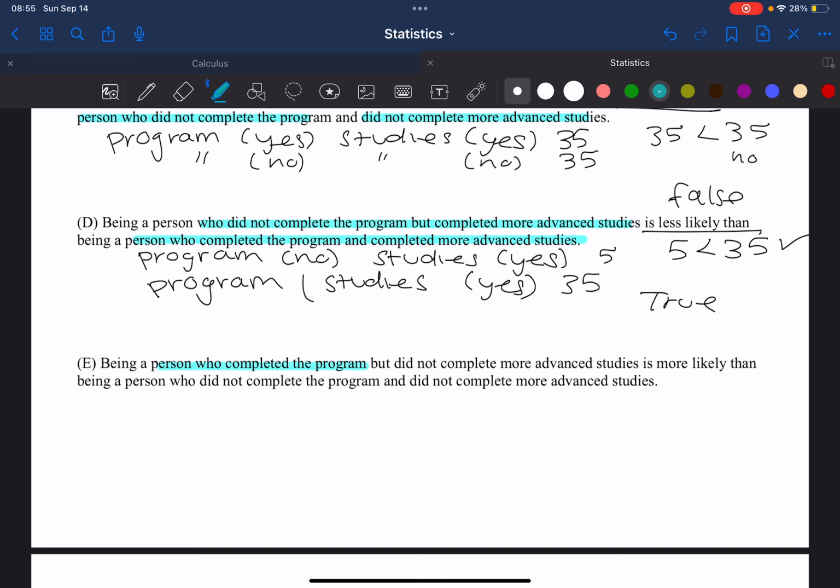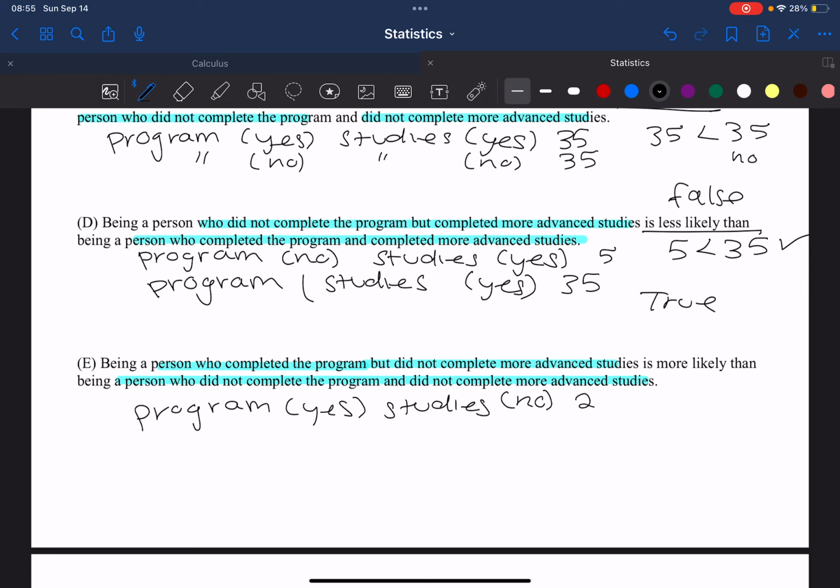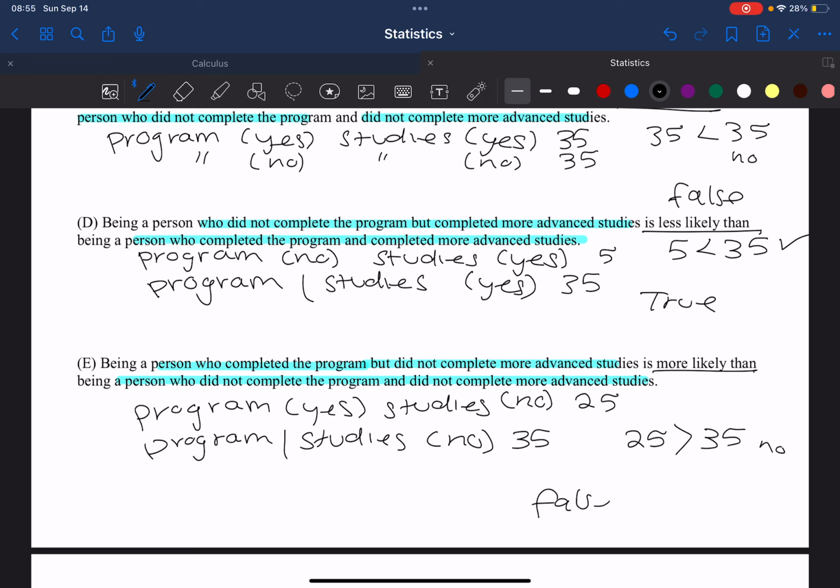Lastly, it's a person who completed the program but did not complete more advanced studies, and a person who did not complete the program and did not complete more advanced studies. So this one is program, yes, studies, no, which is 25. And then did not complete and did not complete. So this is program/studies, no, and we did that again in part C, which is 35. So it's saying the first is more likely than the second. Is 25 greater than 35? Since we say no, this is a false statement.